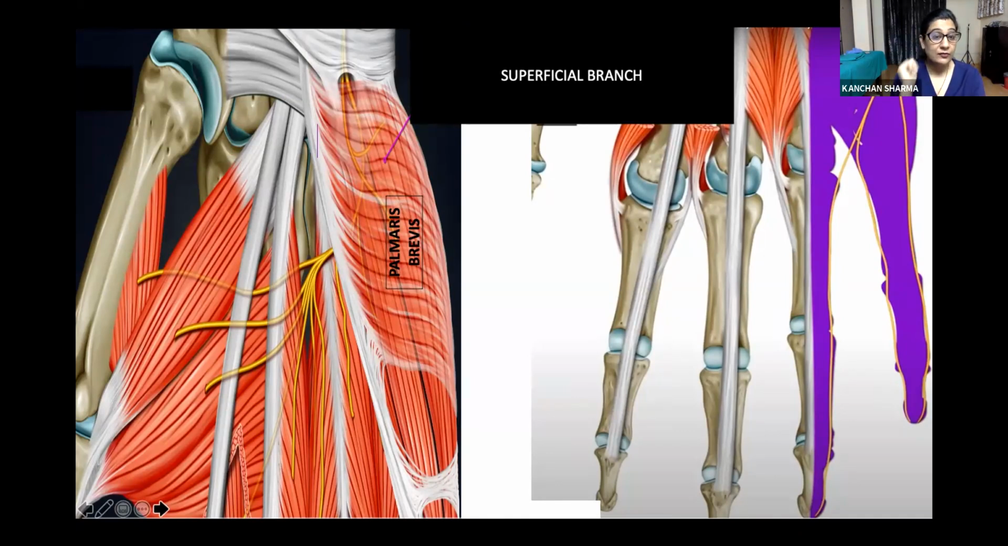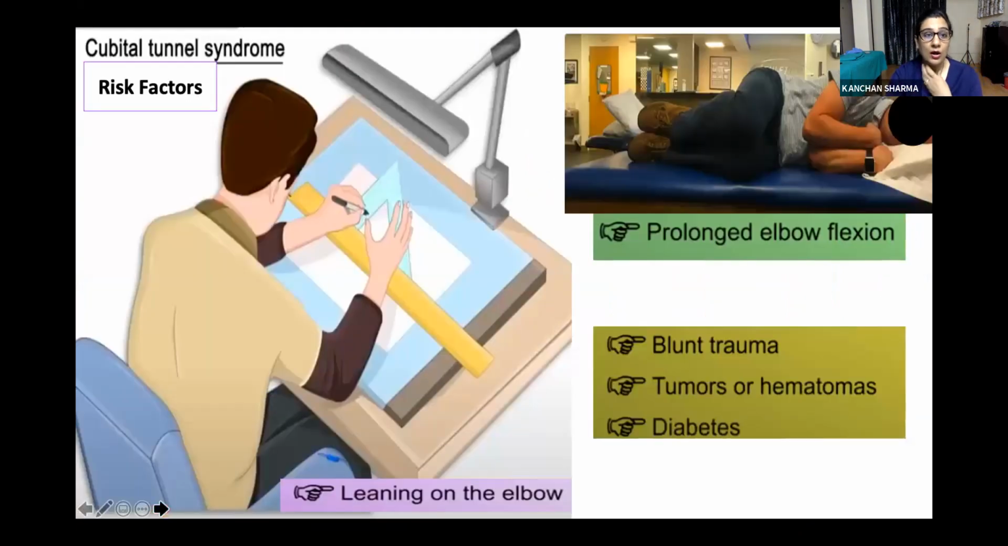So this ulnar nerve, if you look at the sensory supply, supplies 1.5 fingers on the palmar side. What is important here is that 3.5 fingers are supplied by the median nerve and 1.5 by the ulnar nerve. Who is more prone to developing this tunnel syndrome?